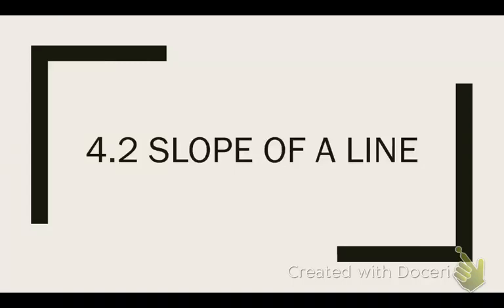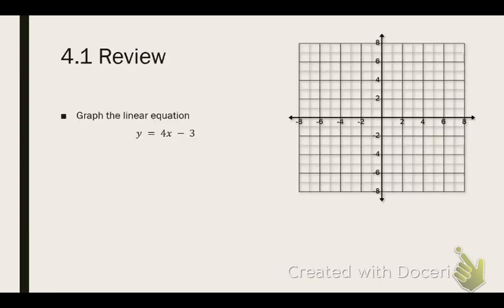So today we're in section 4.2, slope of a line. But the first thing I want to do, and I want to make sure that this is in the recording also, is review 4.1. So on Wednesday, you have a quiz over 4.1 and 4.2. All right? And this is really important for your quiz.